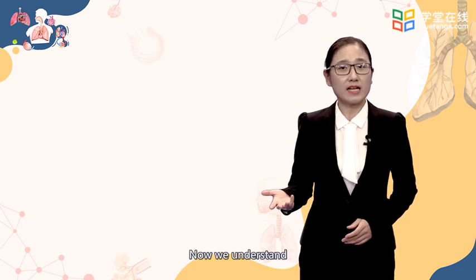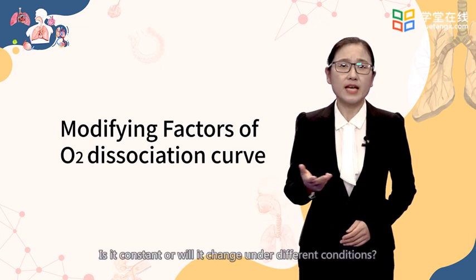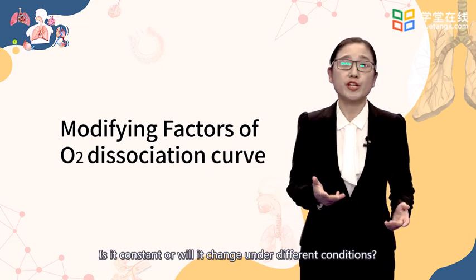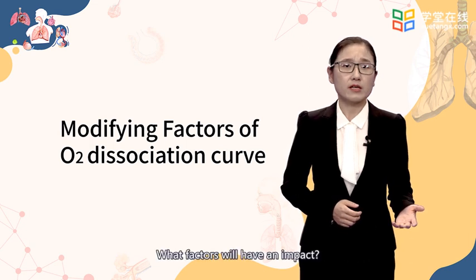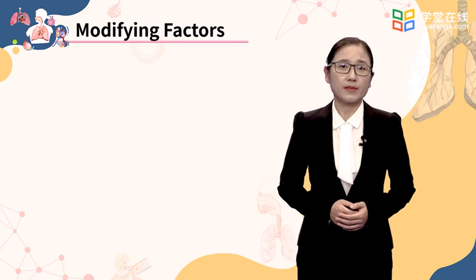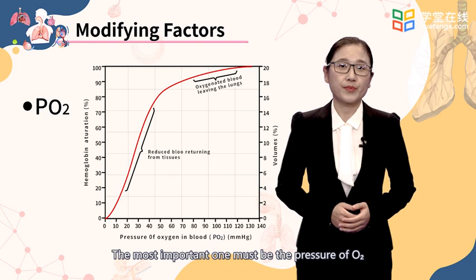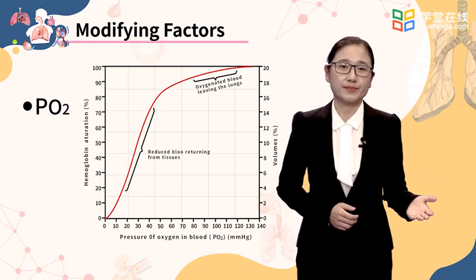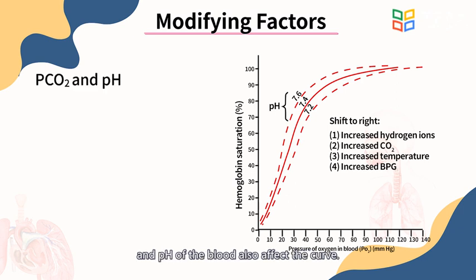Now we understand what the oxygen dissociation curve means. Is it constant, or will it change under different conditions? What factors will have an impact? The most important one must be the pressure of O2, as we just discussed. Interestingly, the pressure of CO2 and pH of the blood also affect the curve.